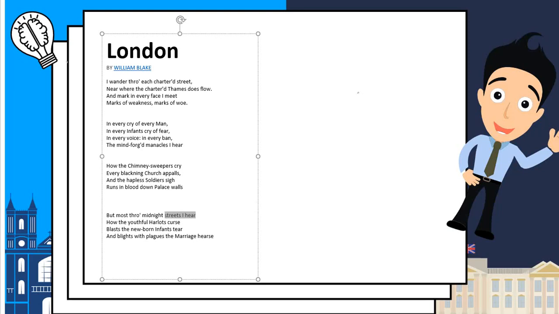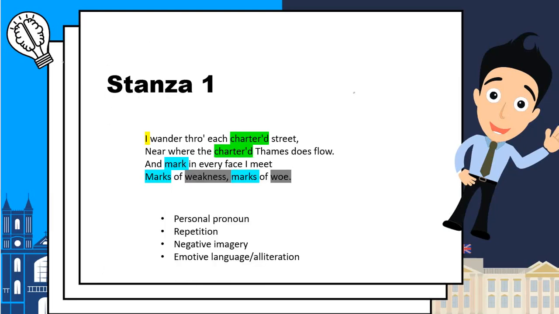So London is presented in the first person narrator, and we know that from the use of the personal pronoun I. Again, we've got the repetition of chartered, and the fact that it's repeated, so Blake is emphasizing the control, that the streets now are controlled, the commercial control of the streets.